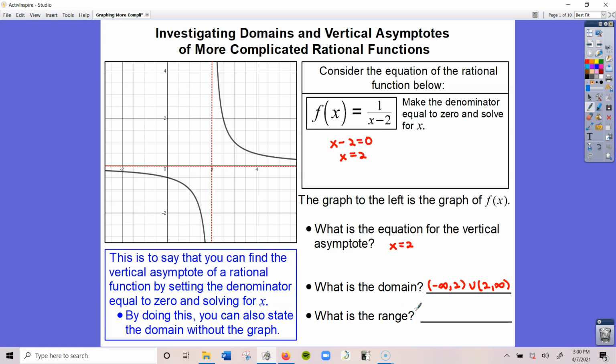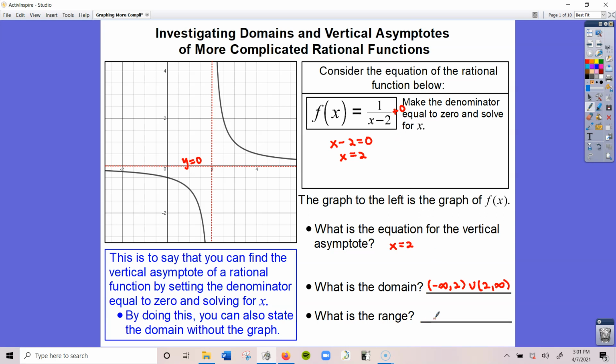Now the range, as you can see here, we have a horizontal asymptote at y is equal to 0. And if you notice in the equation, we normally find the horizontal asymptote by seeing the number that is either added or subtracted at the end. And since there's no number, we can say safely that it's like plus 0. So we have that horizontal asymptote at y is equal to 0.